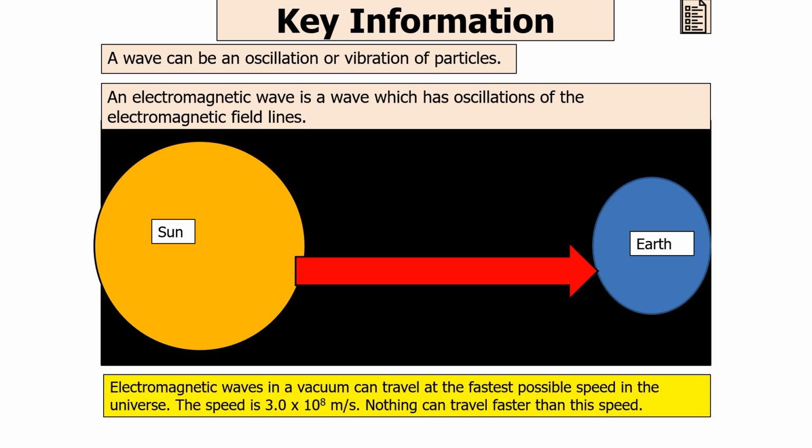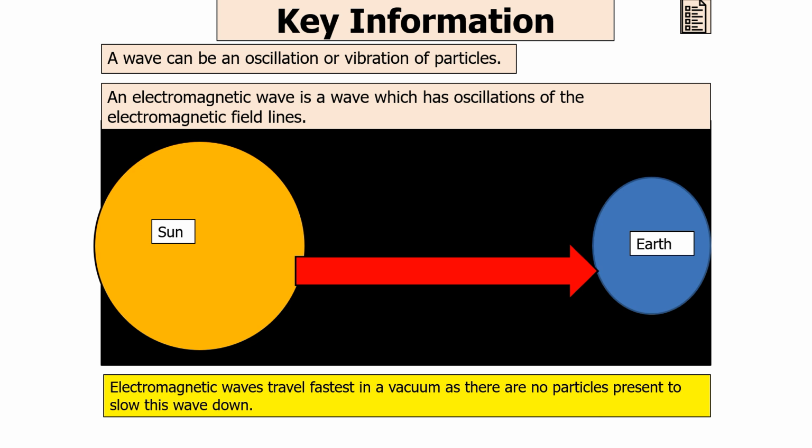Now electromagnetic waves in a vacuum can travel at the fastest possible speed in the universe. The speed is 3 times 10 to the 8 meters per second, and nothing can travel faster than this speed. So electromagnetic waves travel faster in a vacuum as there's no particles present to slow these waves down.